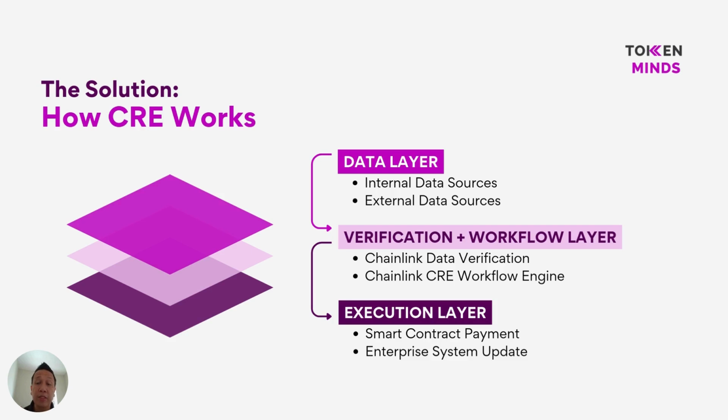Next is the verification and workflow layer. Chainlink verifies incoming data for accuracy, then the CRE workflow engine checks business rules and conditions before any action is allowed. And finally, there is the execution layer. Once everything is verified, smart contracts execute payments or actions on chain, and enterprise systems are updated automatically to keep record, reconciliation, and audits in sync.